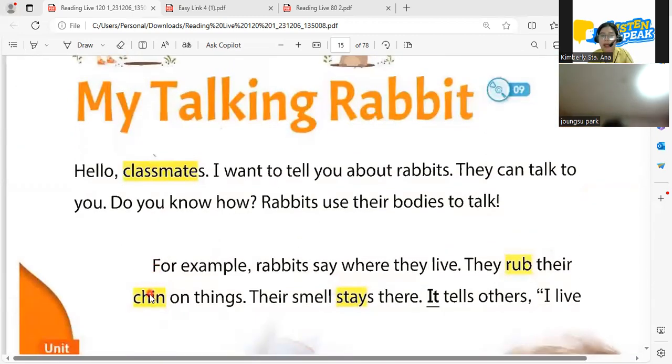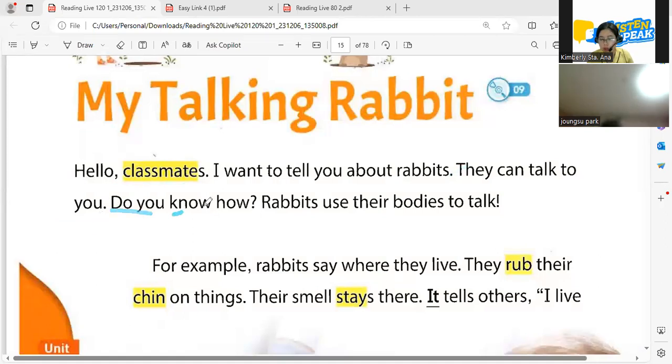It's all about my talking rabbit. Can you read this for me? My talking rabbit. Hello, classmates. Hello, classmates. I want to tell you about rabbits. They can talk to you.